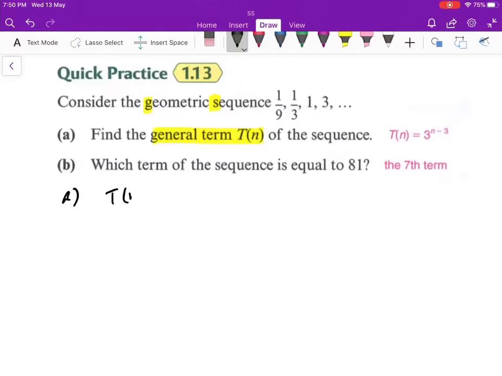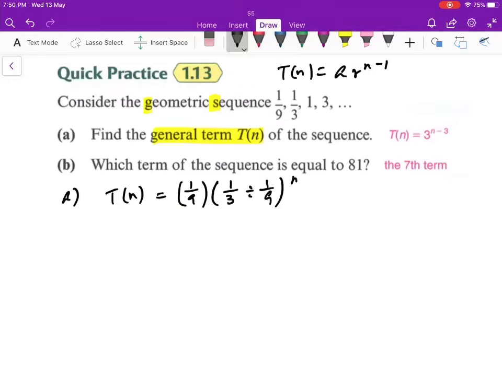The general term has the formula, I hope that you remember it, Tn equals AR to the power n minus 1. So A times the R. What is the R? R is the next term divided by the previous one, to the power n minus 1.